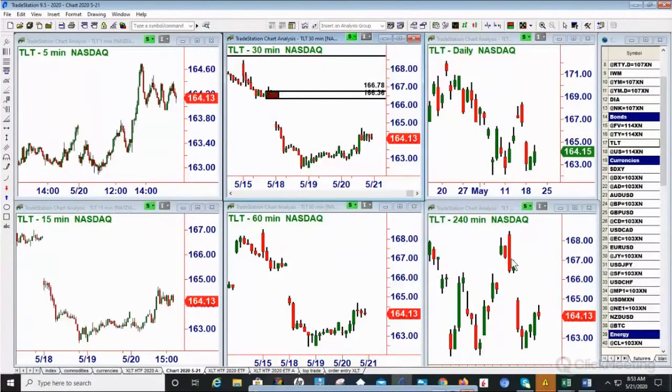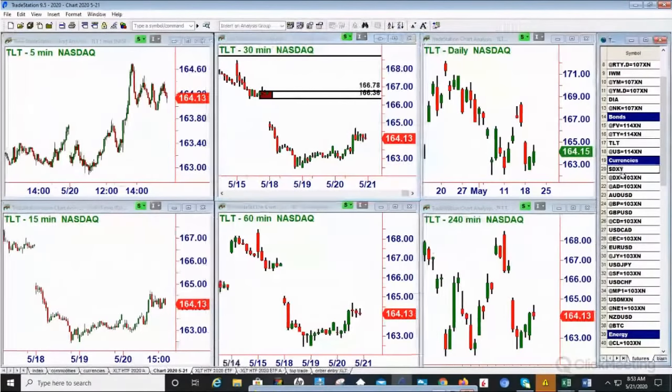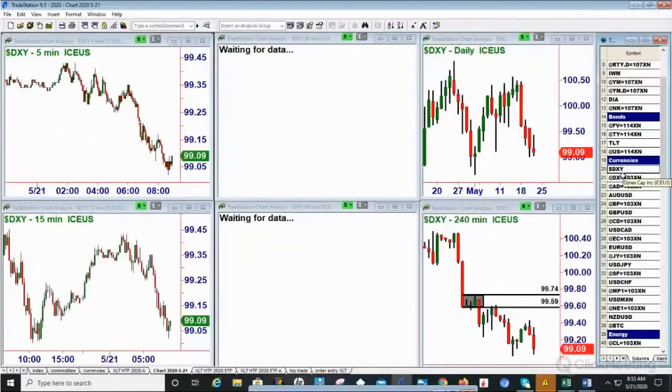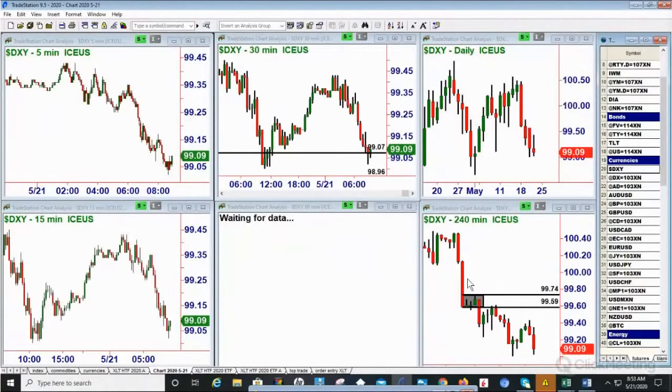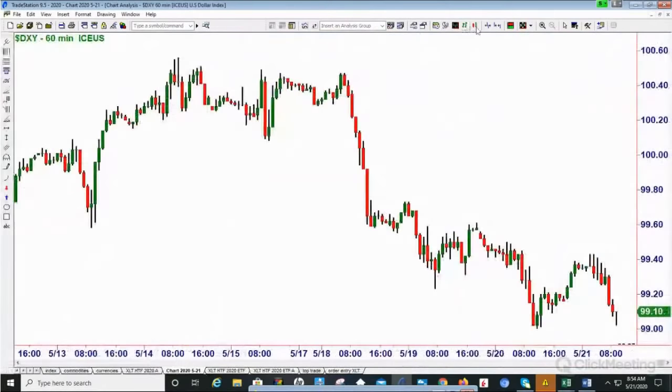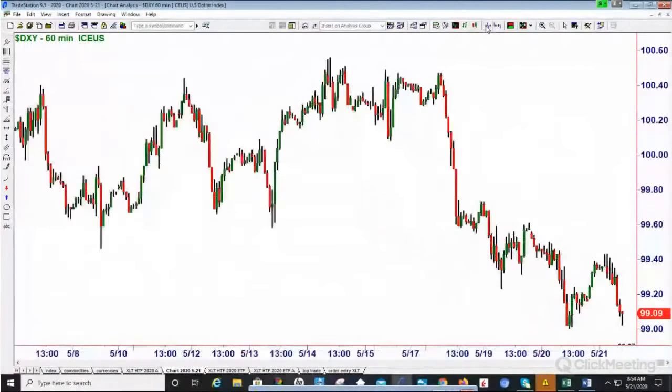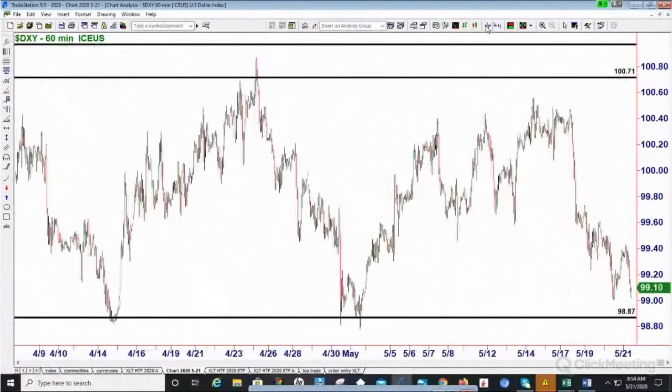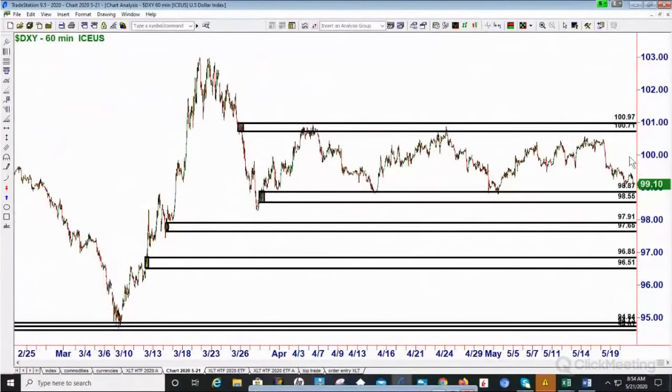All right, so let's move on. Let's talk about the dollar a little bit, and then we'll come back to the other markets. So for the dollar, it has continued inside of this big 60-minute range, right? You can see it. We're coming right back down to test the bottom of it again.